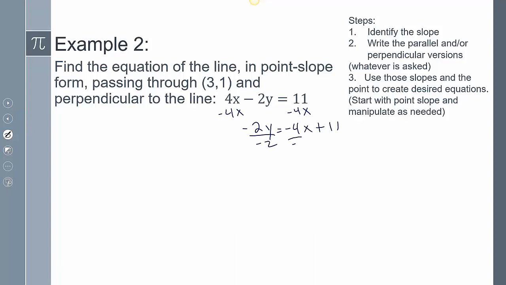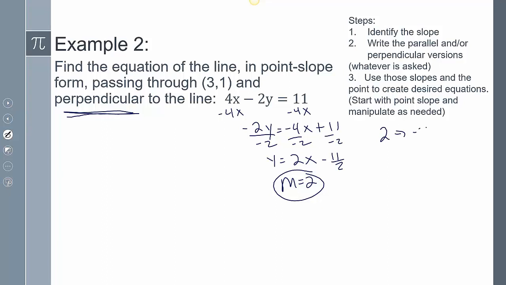Divide everything by negative 2. And so I get y equals 2x minus 11 halves. So my slope is going to be 2. Now step 2, write the parallel or perpendicular version. It says perpendicular, and by definition we said perpendicular is the negative reciprocal. So my perpendicular slope is going to be negative 1/2.